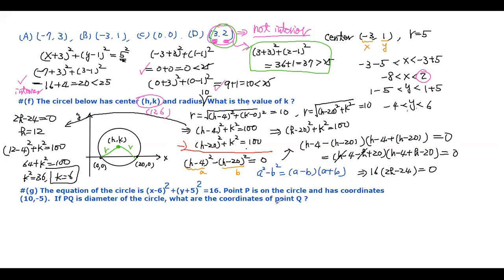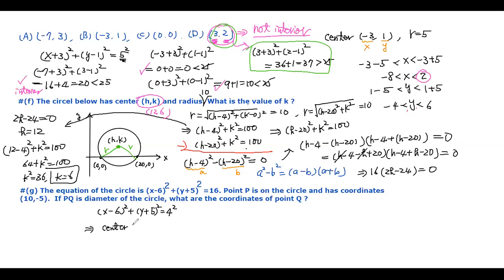The next one's here. The equation of the circle is (x − 6)² + (y + 5)² = 16. So for these equations, this is (x − 6)² + (y + 5)² equal to 16, right? 16 is 4 squared. So I know the center.